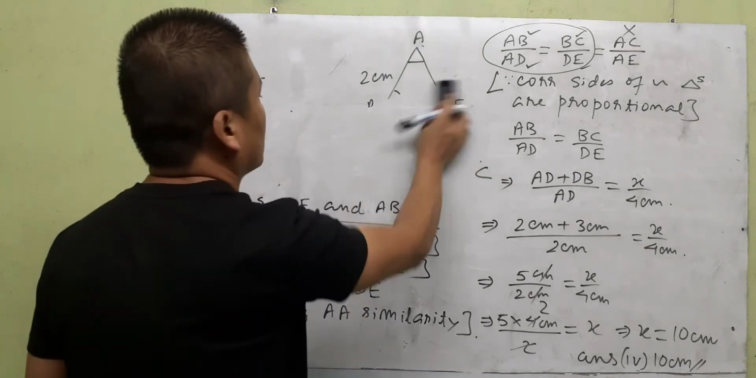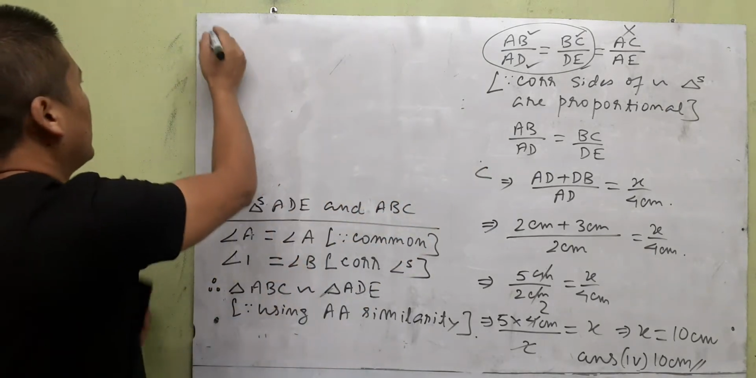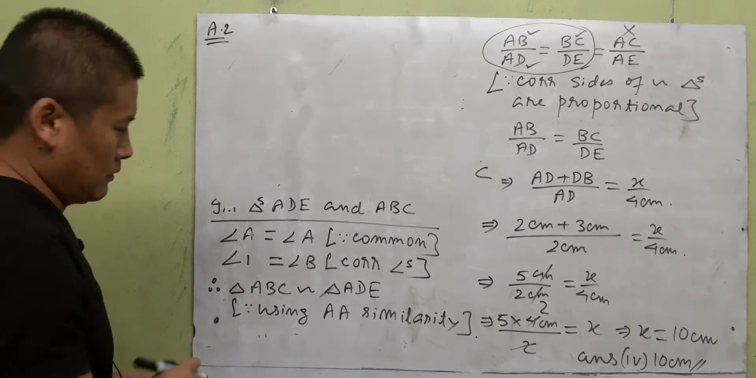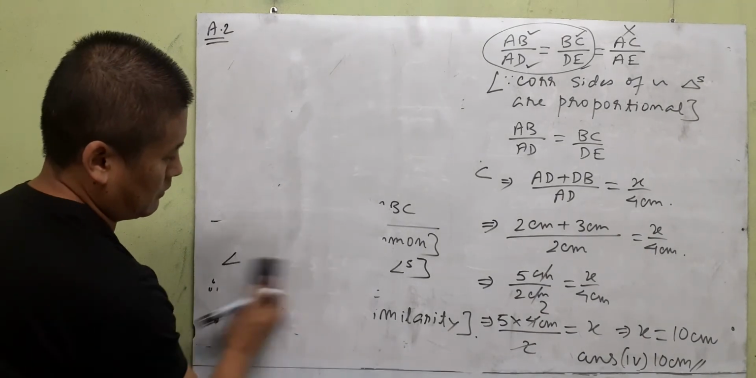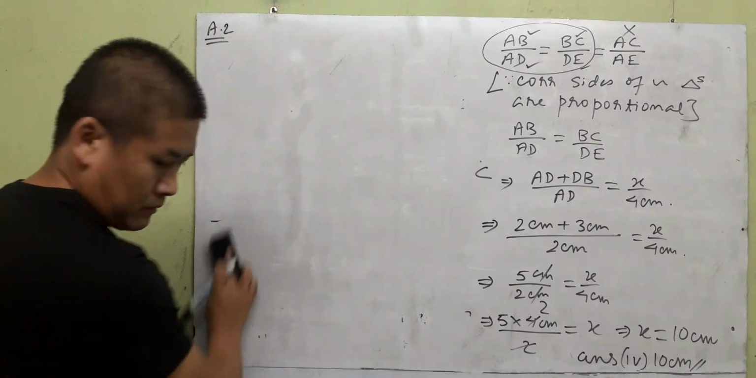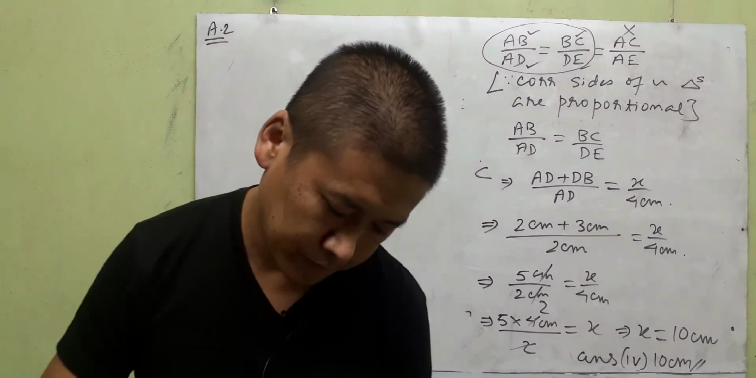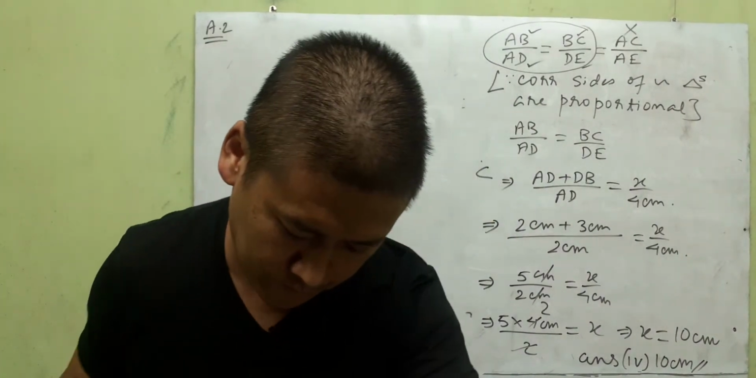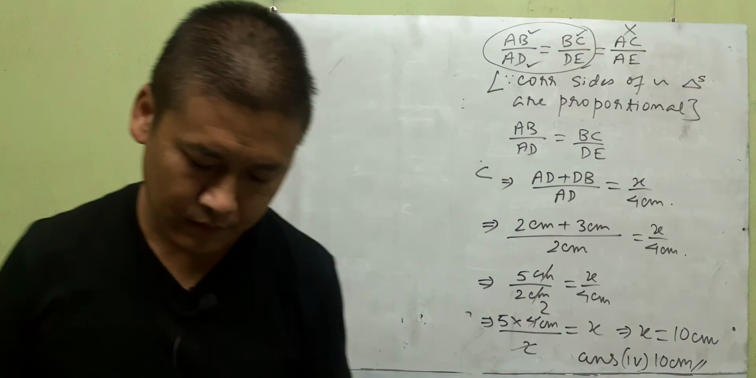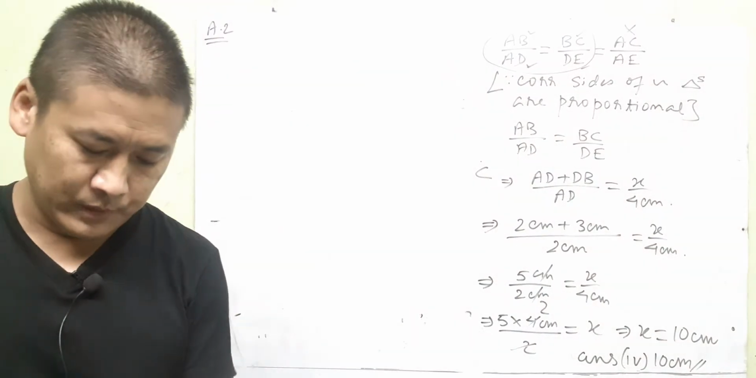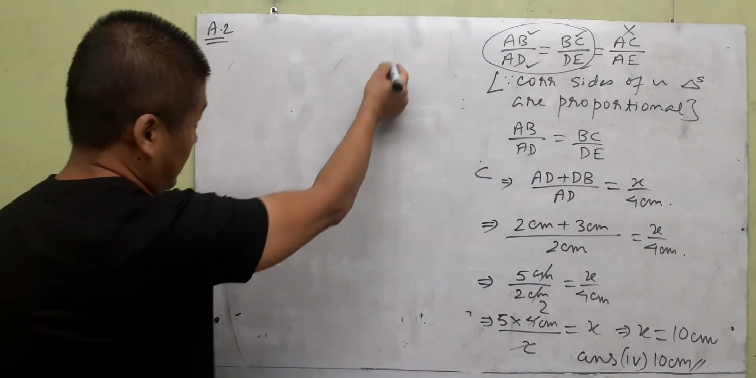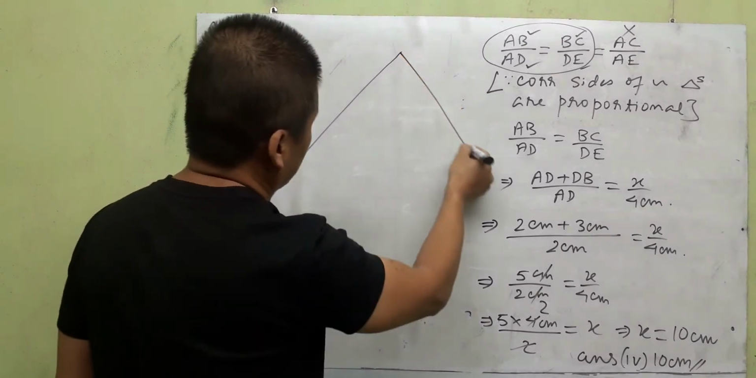A2. So A2 you write down. Okay, A2 is, in the given figure, the value of X for which DE will be parallel to BC. So let's draw the diagram first. Diagram looks something like this.